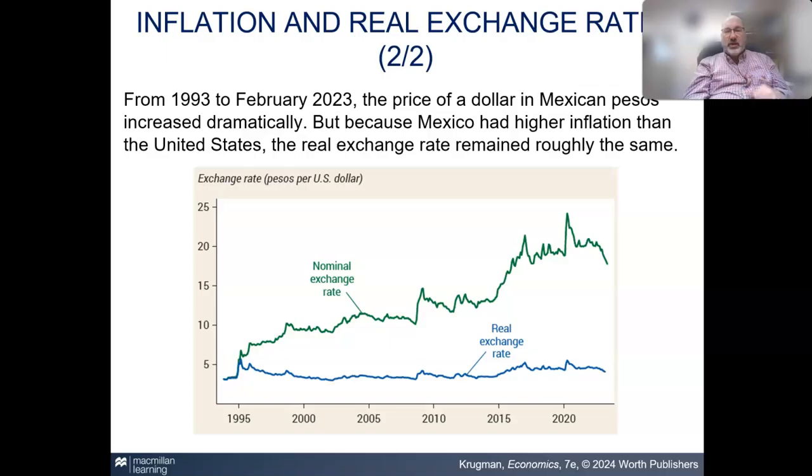From 1993 to February 2023, the price of a dollar in Mexican pesos increased dramatically because Mexico had higher inflation than the United States. The real exchange rate remained roughly the same. So there you go.